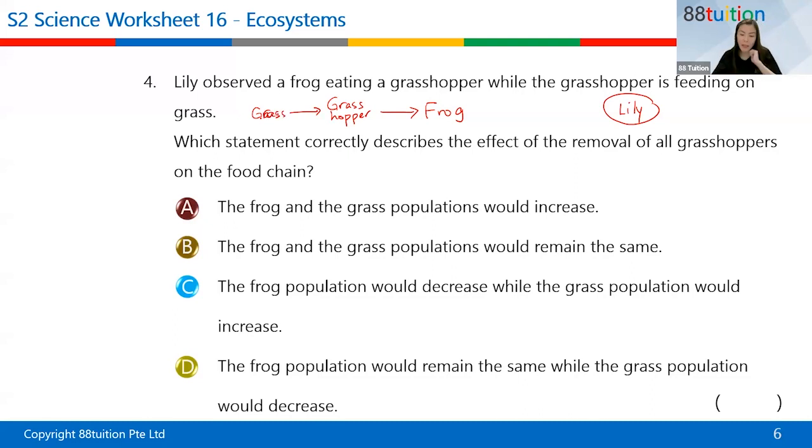Which statement correctly describes the effect of the removal of all grasshoppers? If I remove this, what will happen? There'll be a lot of grass, and then the frog won't have anything to eat, isn't it? So this is what will happen: frog population will decrease, grass population will increase.